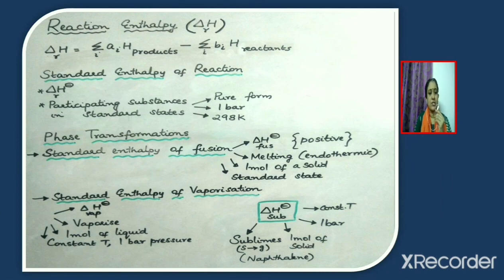Standard enthalpy of sublimation. How can we define standard enthalpy of sublimation? Delta H naught sublimation. It can be defined as the enthalpy change that accompanies the sublimation of 1 mole of a solid at 1 bar pressure and constant temperature.